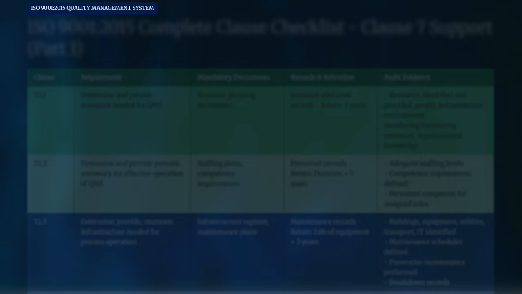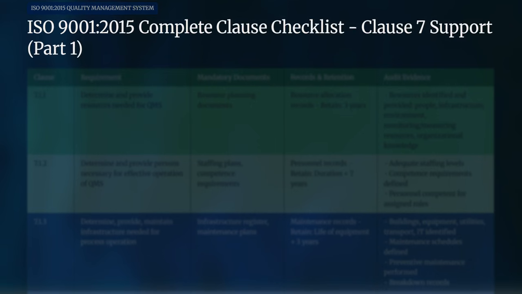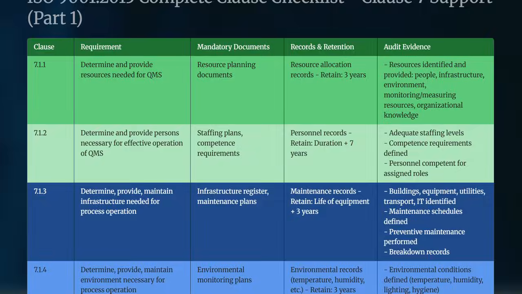We continue with the ISO 9001:2015 Quality Management System, and we continue with the complete clause checklist. And now let's look at clause 7, Support, and this is part 1. So in clause 7.1.1, it requires you to determine and provide resources needed for the QMS.